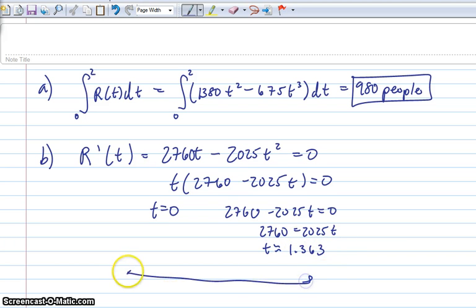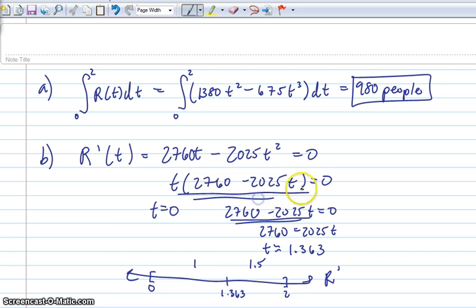So make an r prime chart to test it, and we're going from 0 to 2, so don't go outside those boundaries. We'll put the 1.363 on there, and test the number to the left and the right. I'm going to choose 1 and 1.5 to test it out. Make sure you're plugging it back into the derivative. I plug in 1, you get a positive times a positive, which is positive. When you plug in 1.5, you get a positive times what will turn out to be a negative. So sure enough, we're going from a positive to a negative, so that definitely is a max happening there.